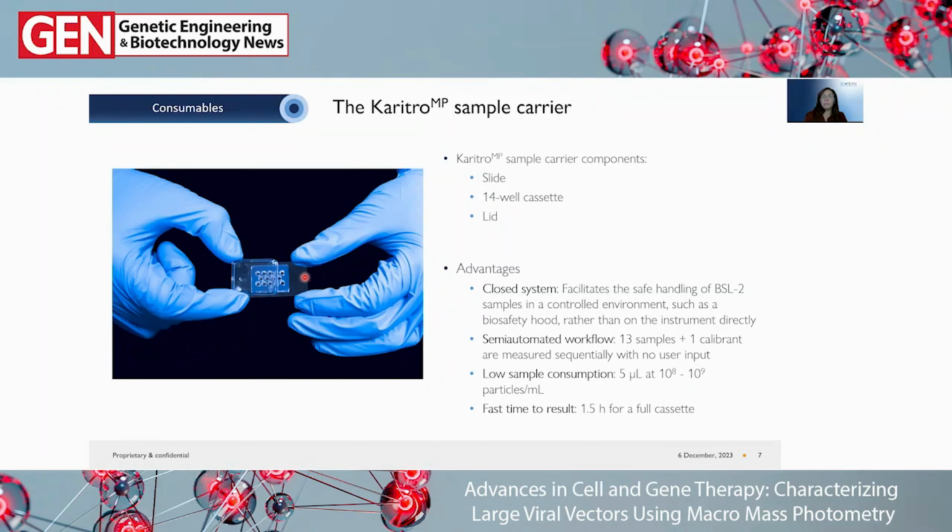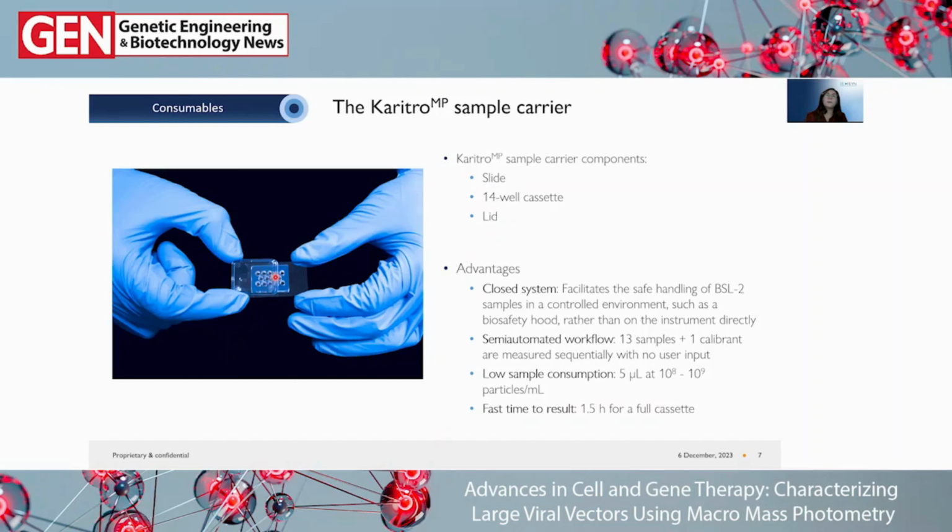Another advantage of this consumable is that it allows for a semi-automated workflow. Again, there are 14 wells that need to be preloaded by the user before placing the sample carrier onto the machine. These wells need to be loaded in this way. We need one well used for the calibrant measurement that allows for size calibration. And then you can use up to the other 13 wells for measurements of samples.